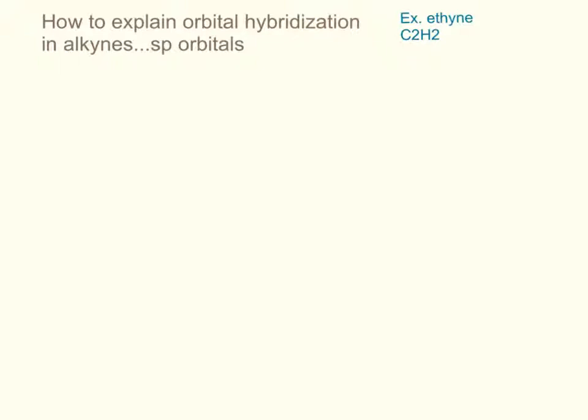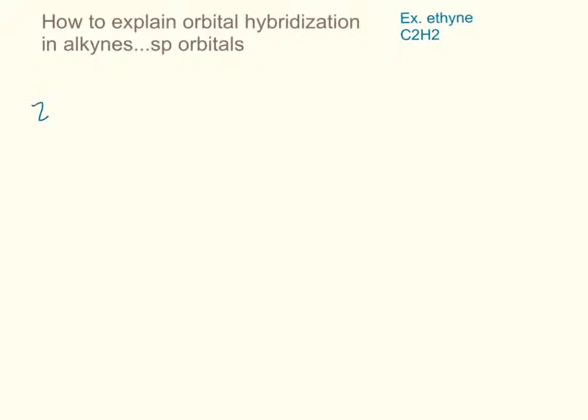And so we're going to be looking at how to explain the orbital hybridization in alkynes, in particular these sp orbitals. The example that we're going to be using is ethine. I've already put the chemical formula for ethine up there. It's C2H2. It's also known as acetylene. Okay, and I'm going to show the energy levels for one carbon, but we have to multiply it by 2.